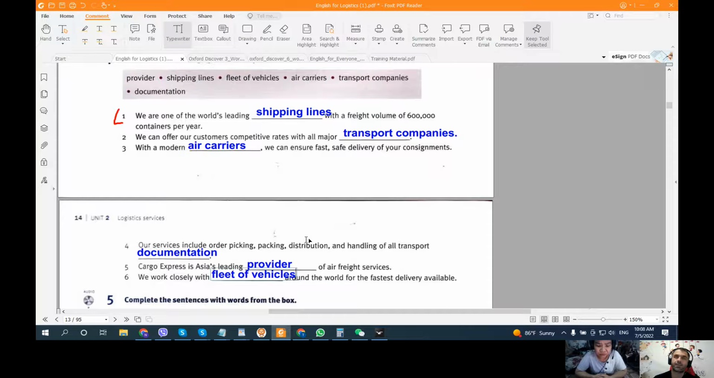Okay, when they want to transfer something, different types of vehicles means, for example, ship, boat, etc. So they work closely with them, so they can send everything with different types of vehicles. So that is the meaning of this.